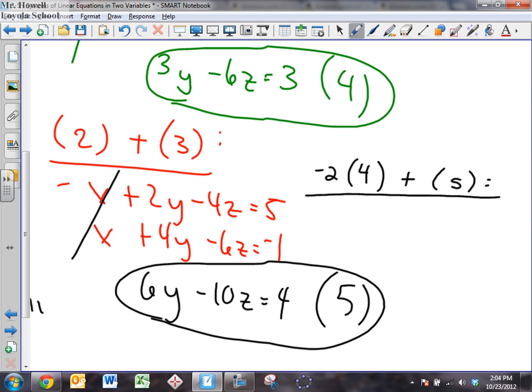Again, take a look. Make it easy on yourself. If you multiply this by negative 2, you'll get a negative 6y. And that'll cancel with the positive 6y. You can do stuff with the z's that works. You can multiply this one up here by 5, that'll give you negative 30. Multiply this by negative 3, that'll give you positive 30. But that's more work. Choose the easier method. Okay? Let's write this out. So negative 2 times this is going to be negative 6y plus 12z equals negative 6.